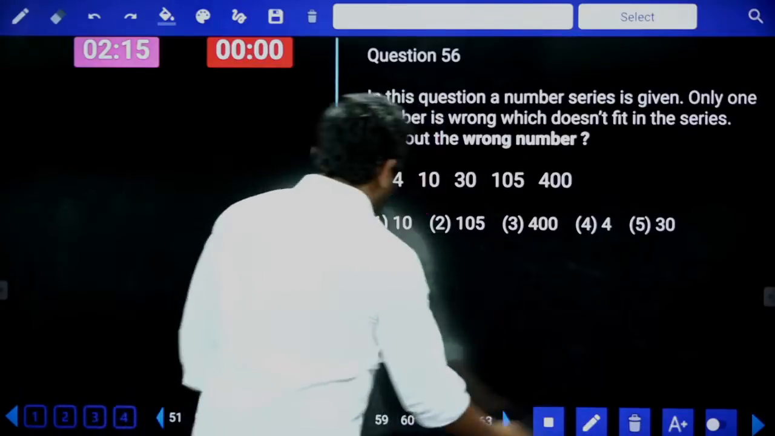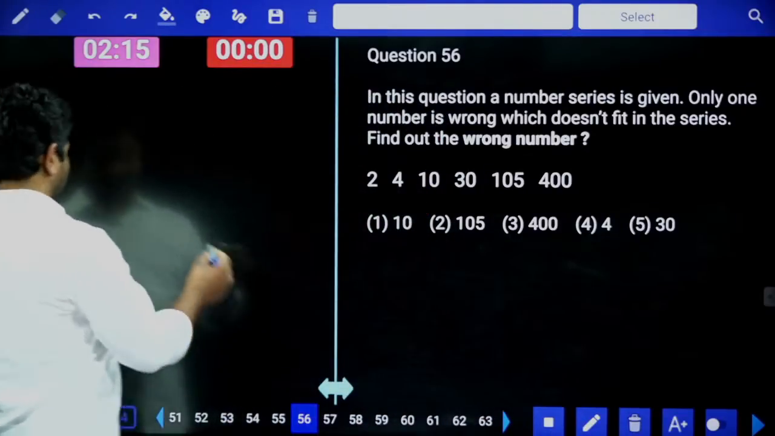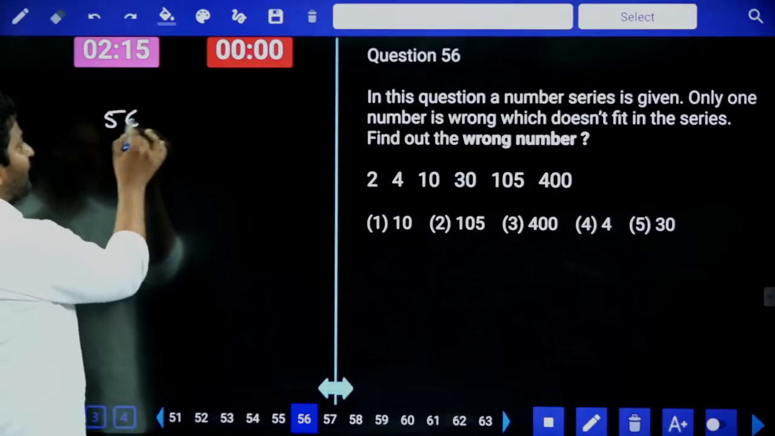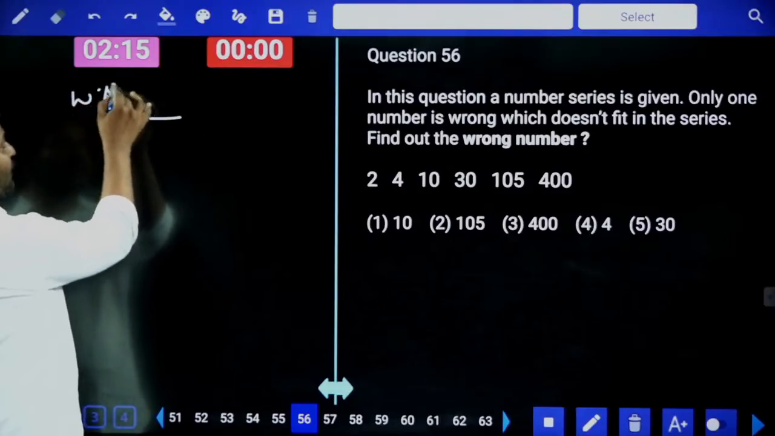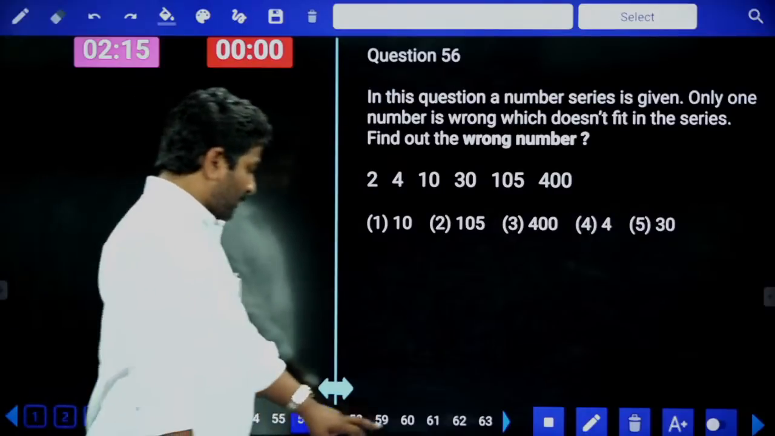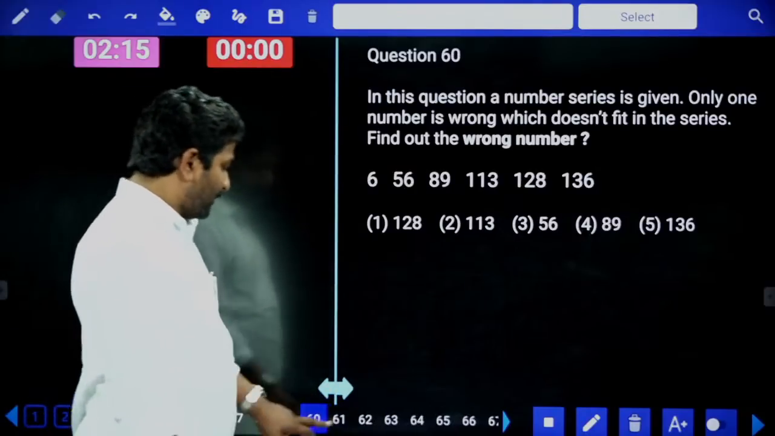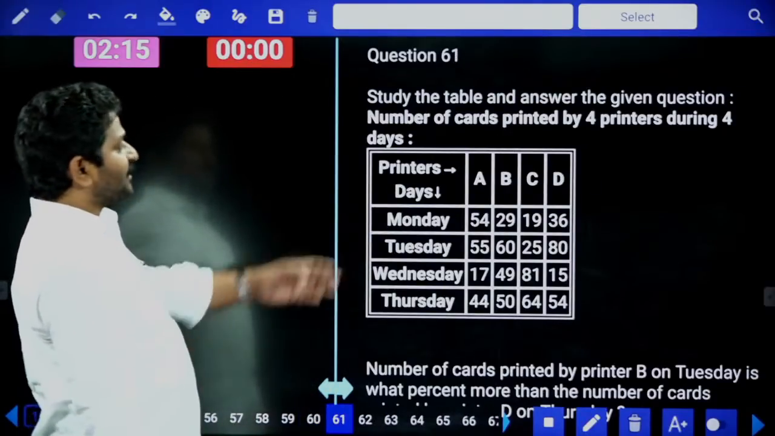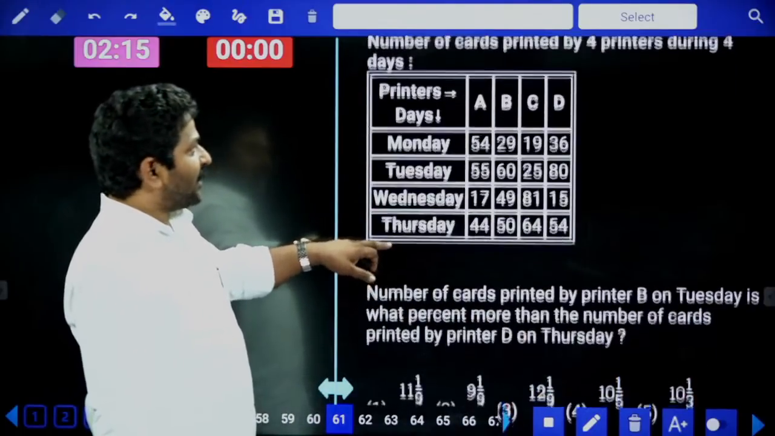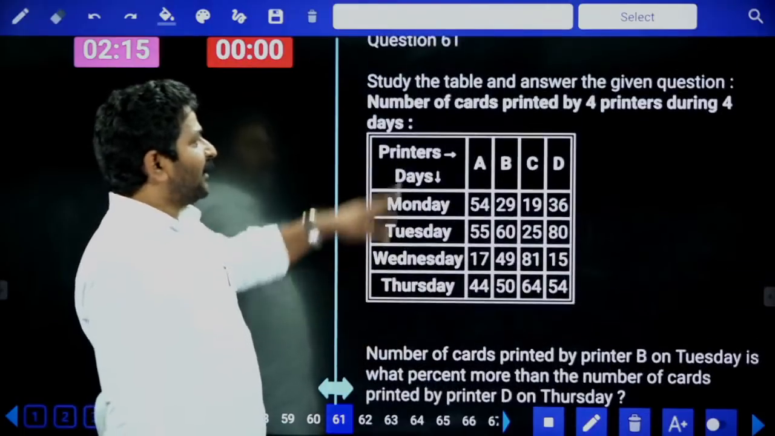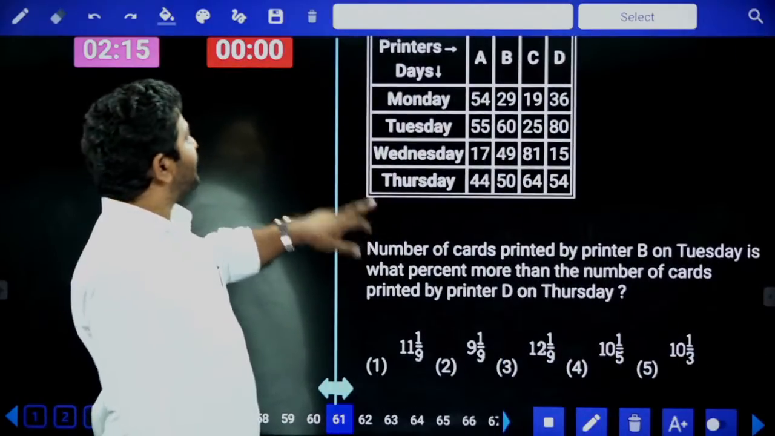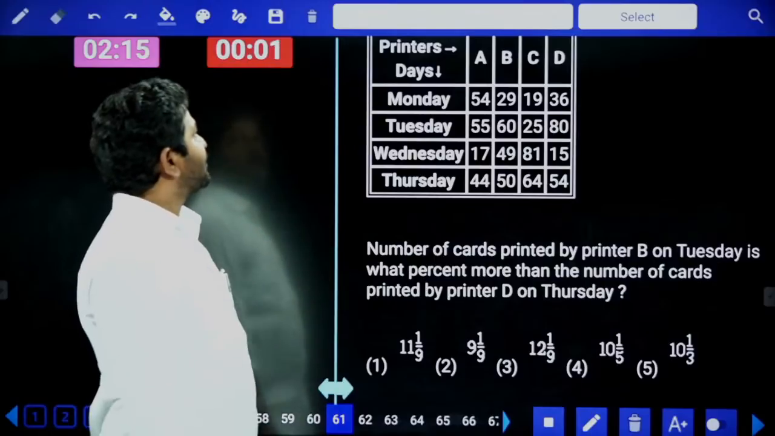Next. So these are wrong number series questions. We must give last priority for wrong number series questions. And yes, till 60 we have. From 61 onwards, it's a simple table. Yes, we can immediately answer these questions. Number of cards printed by 4 printers during 4 days. Information is given, and let's start these questions.